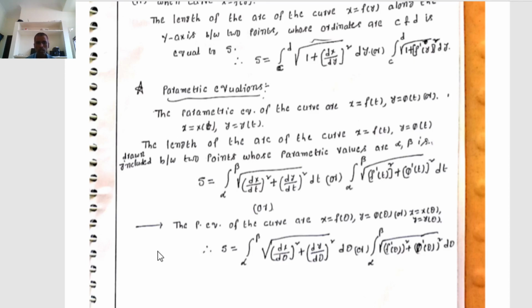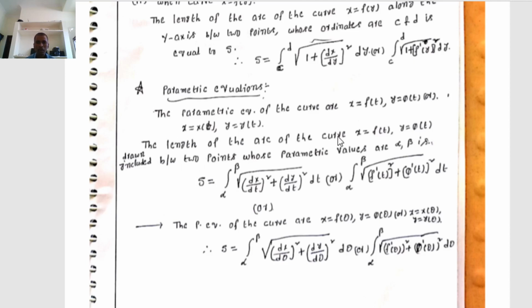Another one: suppose the parametric equations of the curve are in terms of the variable theta, where x equals f of theta and y equals phi of theta, or x equals x of theta, y equals y of theta.